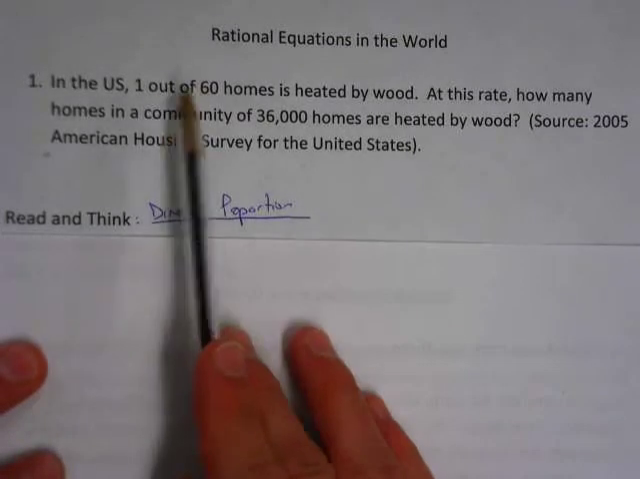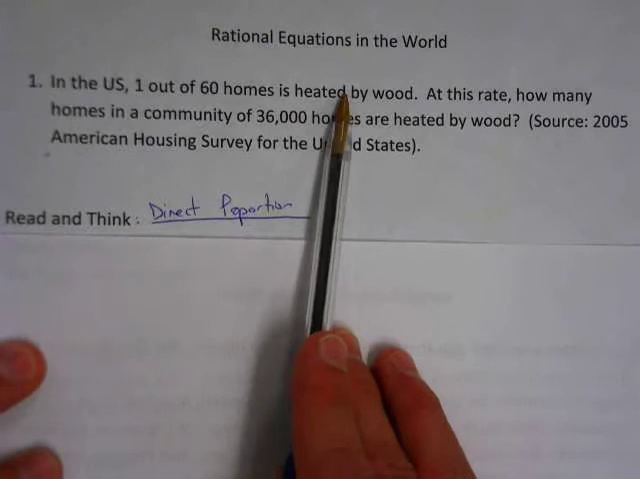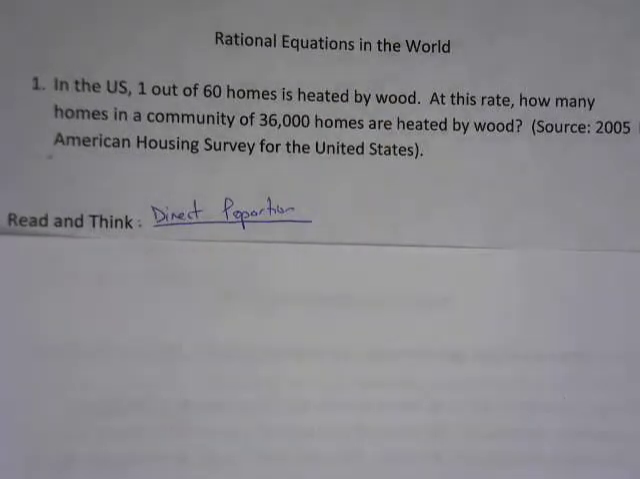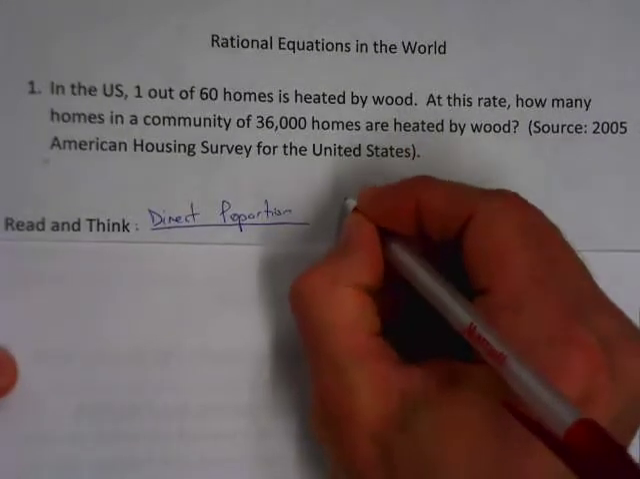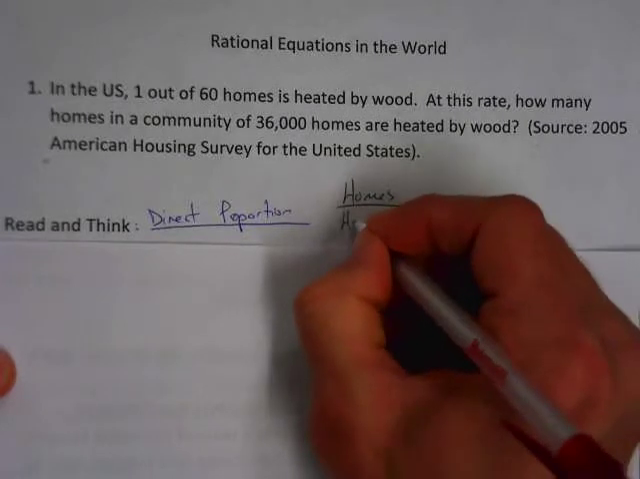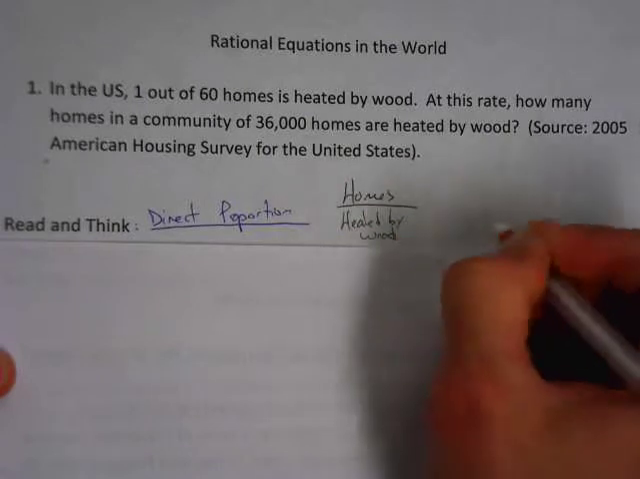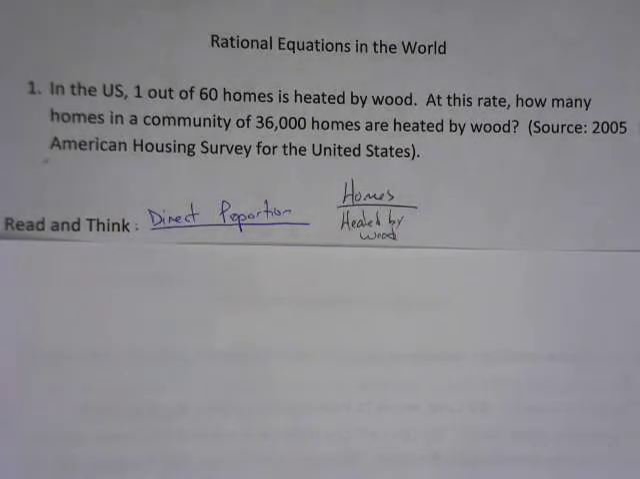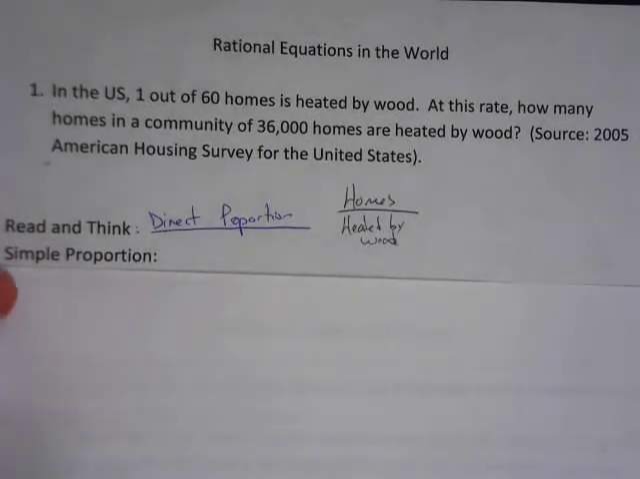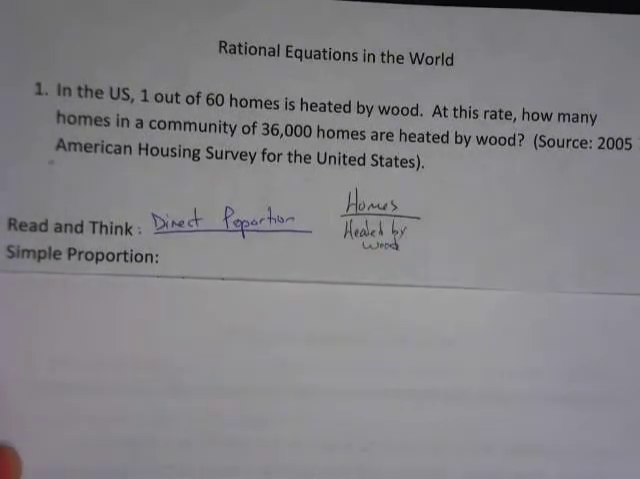We're saying 1 out of 60 homes is heated by wood. And so you're talking about a number of homes, and you're talking about being heated by wood. So you're being set a direct proportion. You're talking about a total number of homes, and if it's being heated by wood, okay? So in this one, it's a simple proportion. You have a number of homes being heated by wood.